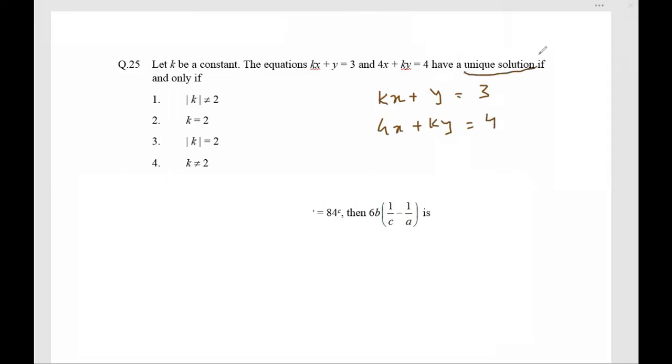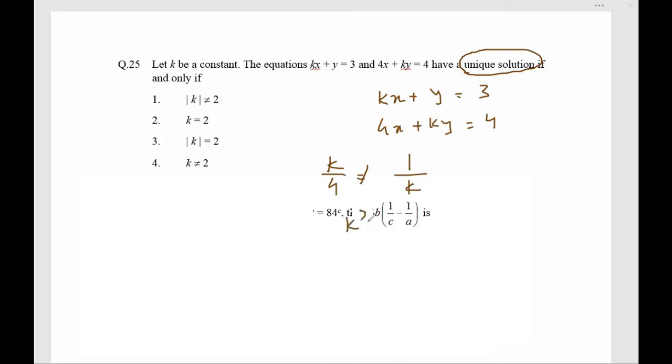To have a unique solution, first of all, coefficient ratio of x should not match with coefficient ratio of y. So basically a1 by a2 should not be equal to b1 by b2. And you know what is a1, a2? The coefficients of x. So k by 4 must not be equal to 1 by k, the b1 and b2.